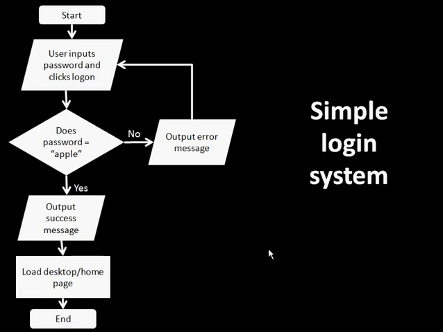So if we look at the top, the flowchart starts off and first of all asks what we call for an input, where the user inputs password and clicks on log on, and then we come down to what's called a decision. Does the password equal Apple? If not, output an error message and the user has to start again. If the user's got the password correct, they have put in Apple, then we output a success message, and then maybe the home page or the desktop or whatever should load up for the user does load up next, and then the flowchart ends, the algorithm ends.